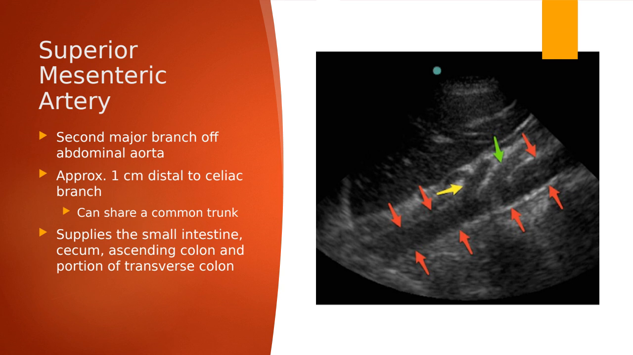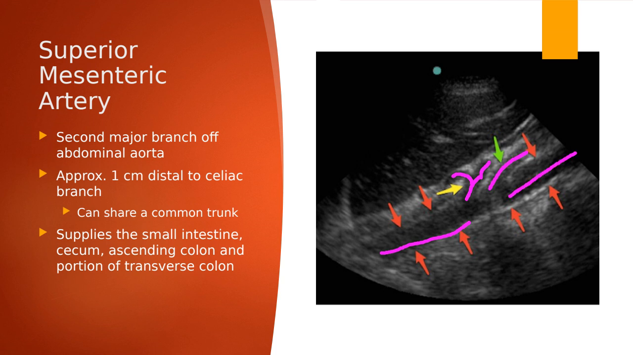The SMA itself is going to be responsible for more of our GI system supply. So more of our small intestine, the cecum portion of our intestine, the ascending colon, and a small portion of the transverse colon as well. So here we have proximal aorta, here we have celiac axis coming off, common hepatic coming off, splenic coming off that celiac axis, and then the second branch right behind that celiac axis is going to be the SMA.